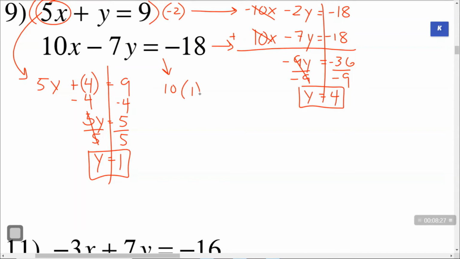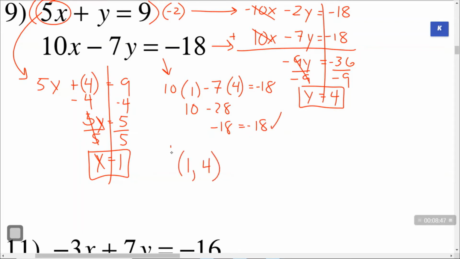So 10 times 1, I'm sorry, that's an x going through there. 10 times 1 minus 7 times 4 equals negative 18. Well, that's 10 minus 28, and negative 18 does indeed equal negative 18. It worked. So my answer would be (1, 4). And I'd mark that out and put parentheses.